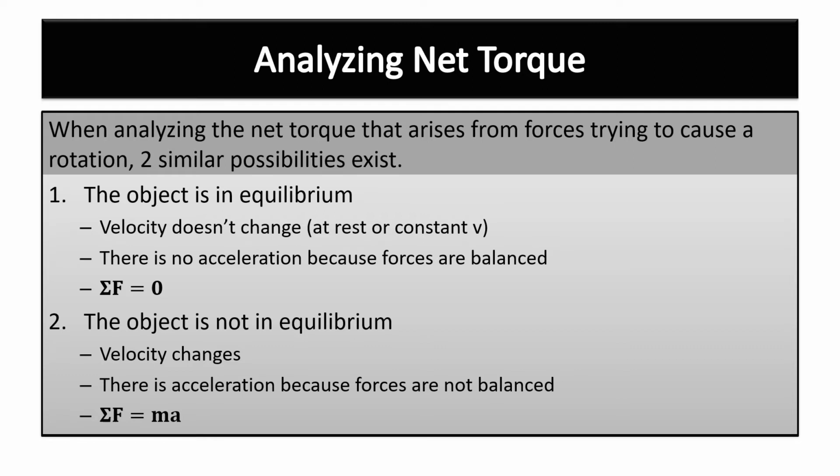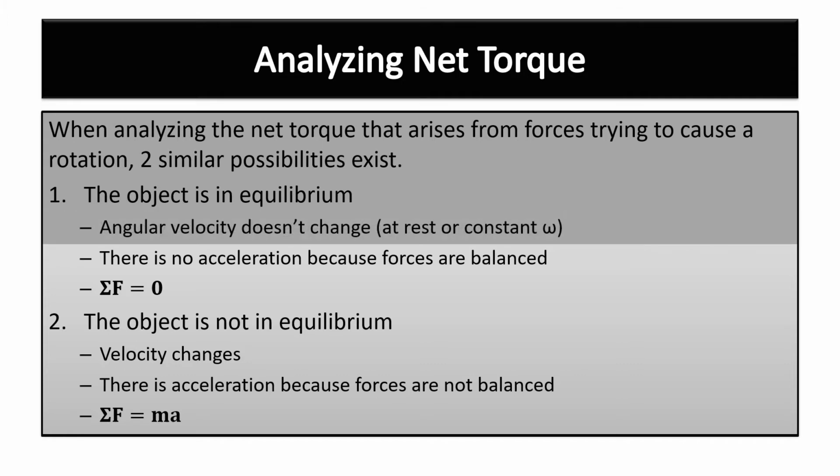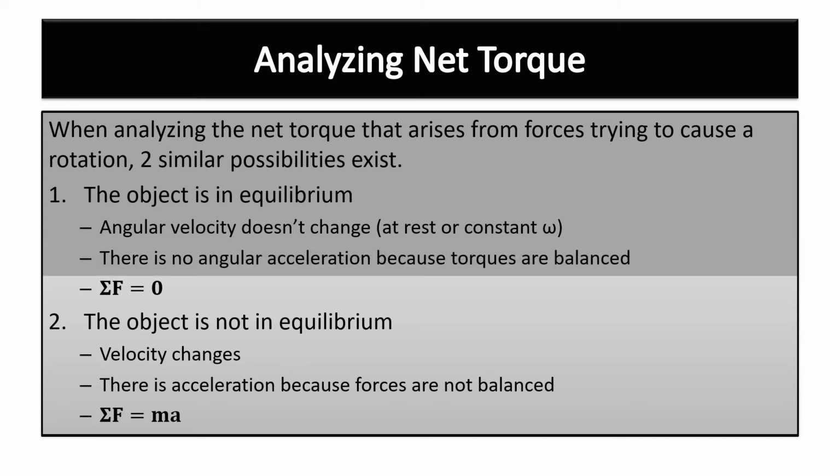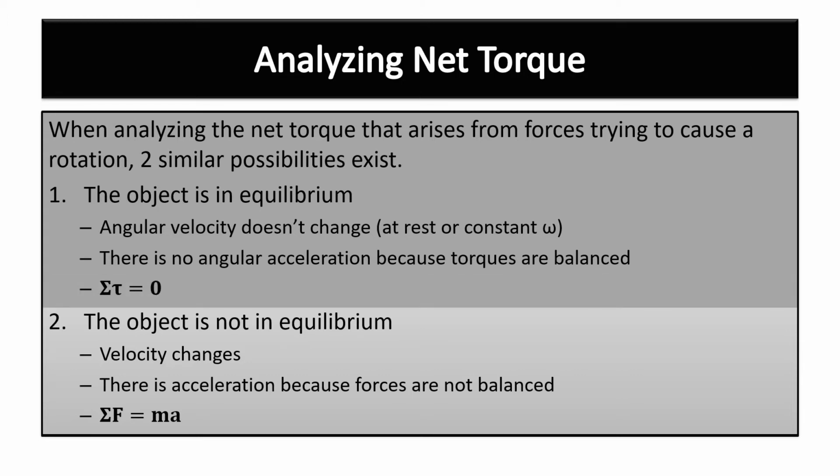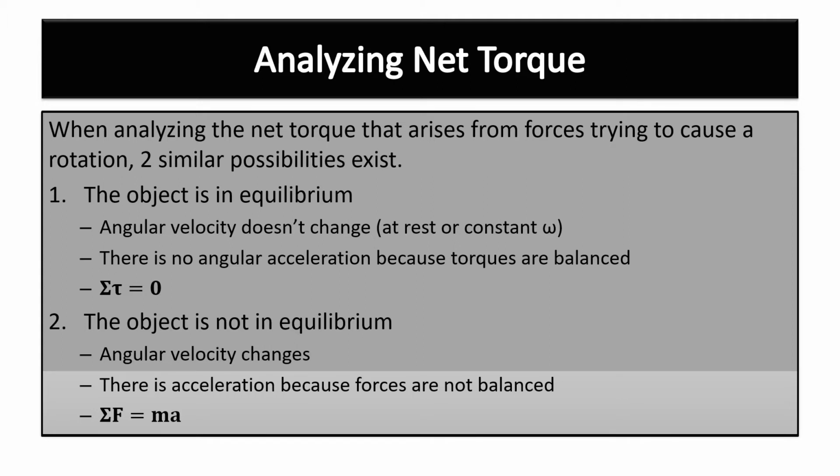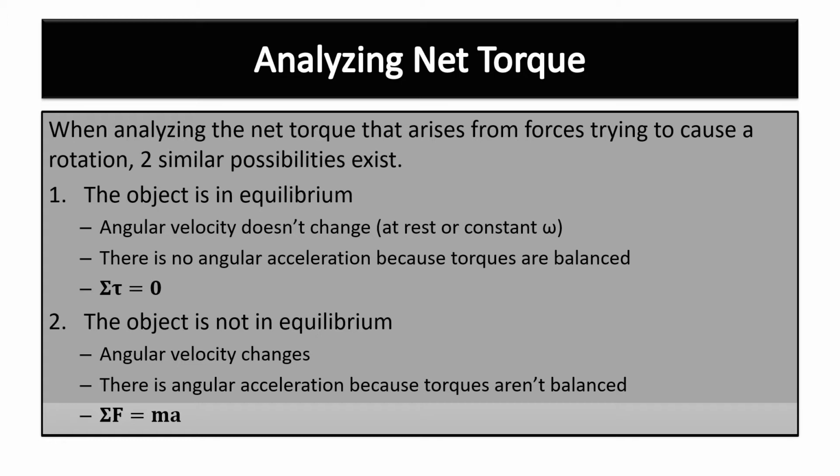When analyzing the net torque that arises from forces trying to cause a rotation, or torques, two similar possibilities exist. Either the object is in equilibrium and the angular velocity doesn't change. It's at rest or at a constant angular velocity. There is no angular acceleration because the torques are balanced and the net torque is equal to 0 newton meters. If the object is not in equilibrium, then the angular velocity is changing. There is angular acceleration because the torques aren't balanced, and the net torque is equal to, not ma, can you guess what the net torque is going to be equal to? I alpha. Maybe you got alpha, because alpha is the angular acceleration.